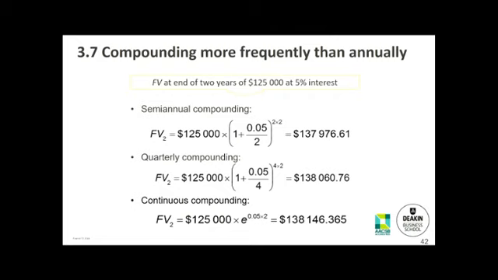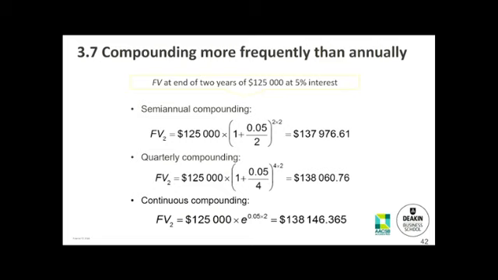Future value at the end of 2 years of $112,500 at 5% interest. Now, this example is about an individual cash flow, but compounded more frequently than annually. Think about it.